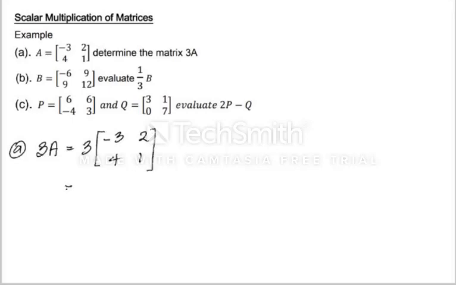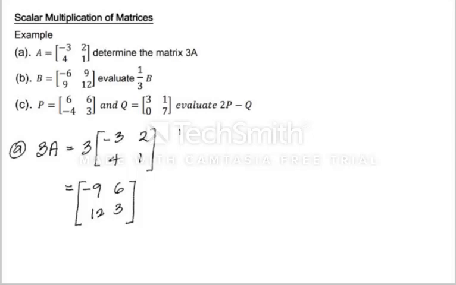So how do we multiply a matrix by a number? Simply, we multiply every element in the matrix by that number. So it's going to be 3 times minus 3, which is minus 9. 3 times 2, which is 6. 3 fours, which is 12. And 3 times 1, which is 3. So if A is the matrix minus 3, 2, 4, 1, 3A is the matrix minus 9, 6, 12, 3. When you multiply a matrix by a number, you simply multiply all elements in the matrix by that number.